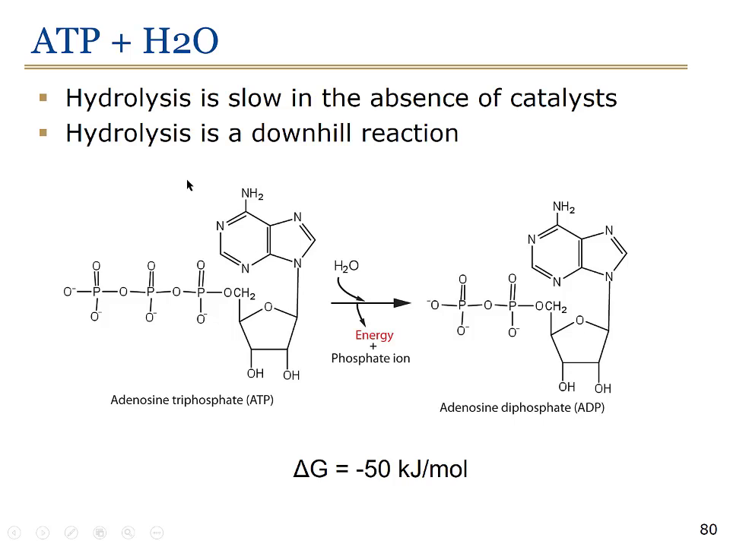We say this is a downhill reaction, the hydrolysis. That means that the equilibrium lies on the side of the products. And we can also say that by saying that the delta G, the change in free energy, is negative, and it happens to be about minus 50 kilojoule per mole. So every time you hydrolyze an ATP, you're wasting 50 kilojoule per mole of free energy unless you do something with it.